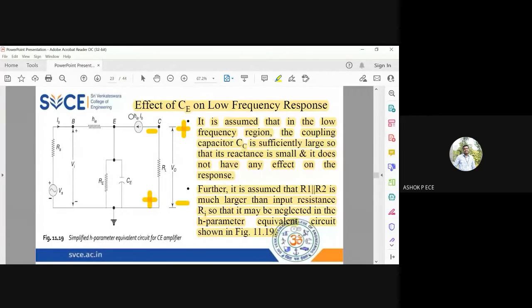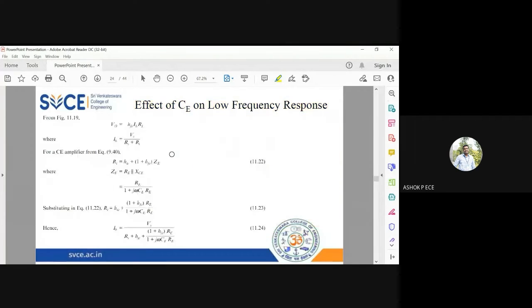See, it is HFE IB. It is given wrongly. It is HFE into IB. The current flowing through RL is HFE into IB. So V naught equal to minus HFE IB into RL. Is this clear? So V naught equal to minus HFE IB into RL. And the minus sign is coming because the current direction and the polarity in which we measure are different.